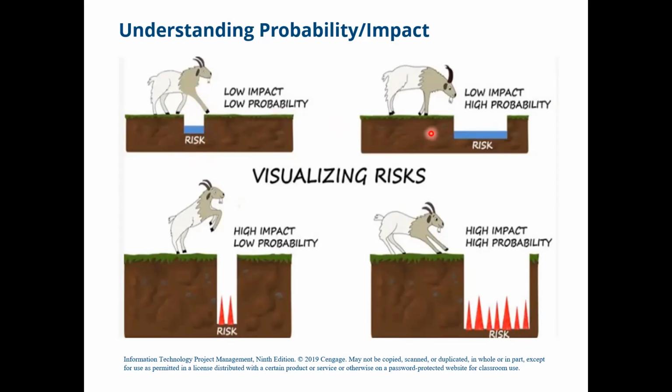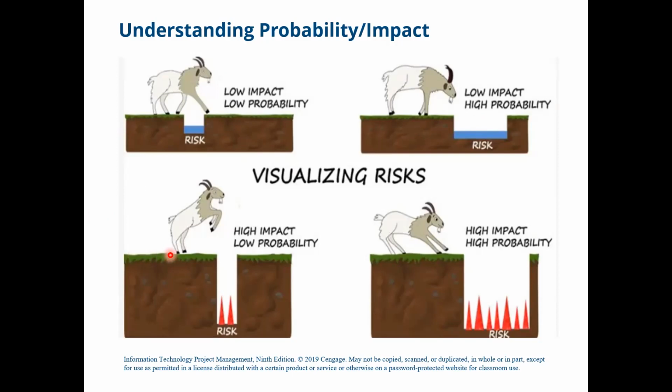On the other hand, if we see the second goat's journey, we can focus on the hurdle or the risk, which is in the form of a big, wide hole, which is again filled with water. In this scenario, the probability of the goat getting into this hole is high since it's very wide. But if it happens, the impact will be low since it's not very deep and it's again filled with water. Now look at the journey of the third goat.